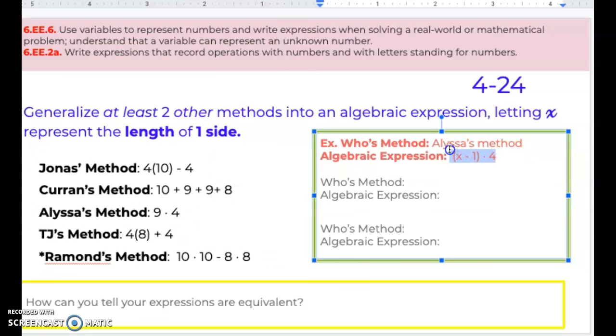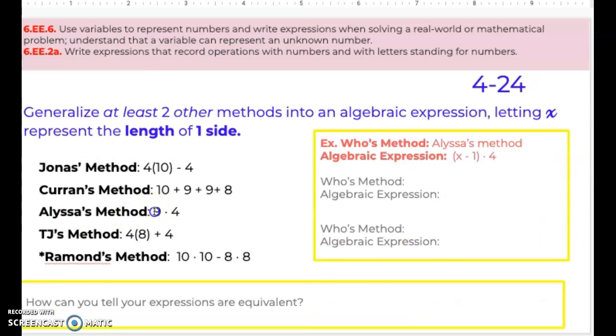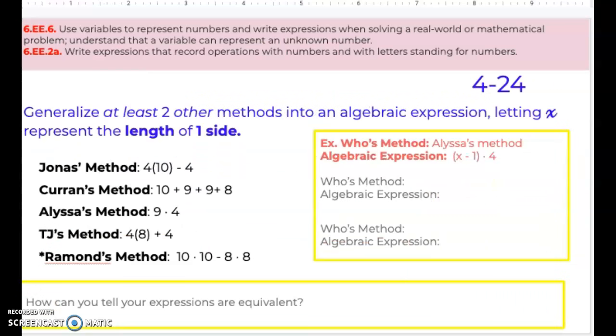Take a look at this example of Alyssa's method. Now Alyssa was thinking of 9 times 4. So when she was thinking of generalizing, she was thinking of only counting one corner on each side so that the corners are not double counted. So that's why she has 9 here, 10 minus 1, if we're looking at a 10 by 10 square.